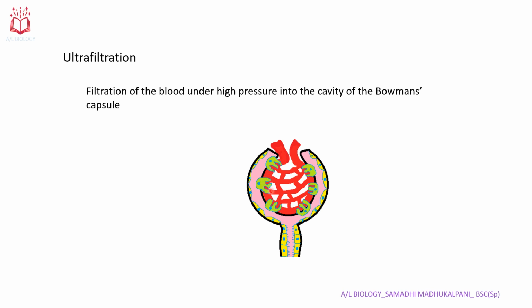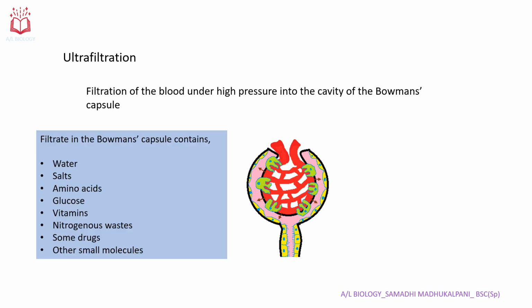The inner lining of the Bowman's capsule is also specialized because it has cells called podocytes. These podocytes in the inner lining of the Bowman's capsule allow the filtrate to enter into the capsular space. The filtrate is mostly similar in composition to the blood plasma.